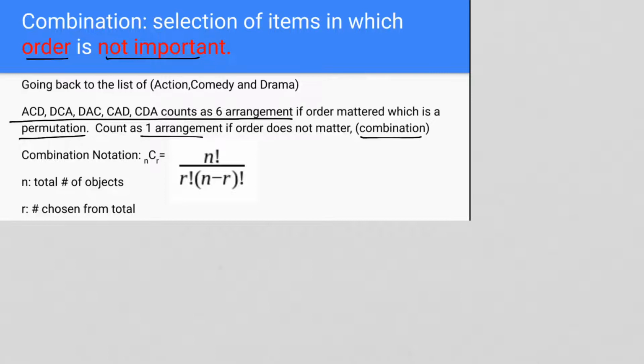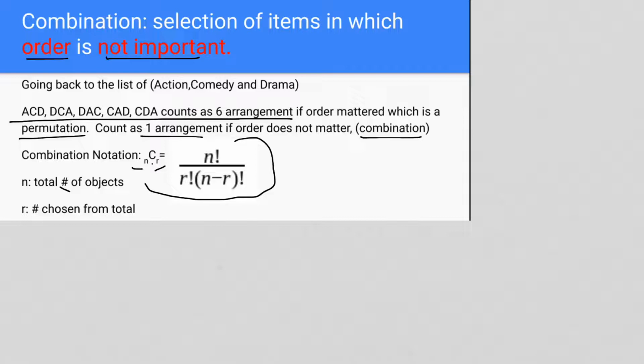The symbol for a combination is a capital C. And it has the same letters as the permutation, N, number of total objects on the left. And how many are we choosing from N is the R on the right-hand side. The formula for this one is a little different. You're doing N factorial divided by R factorial times N minus R factorial being multiplied to that and divided.